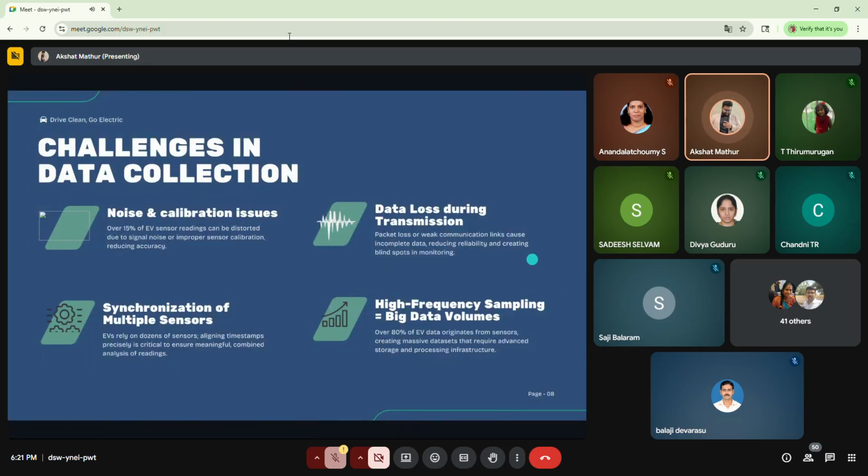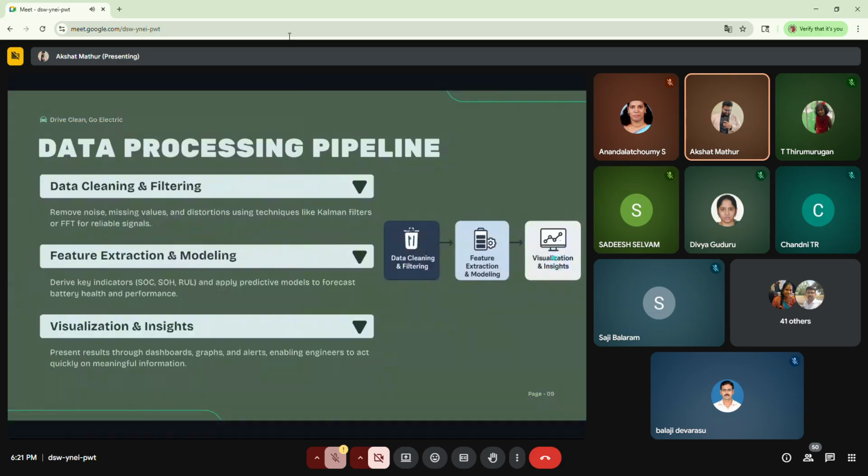Addressing these challenges transforms raw data into actionable insights, as I explained just now. So what is the data processing pipeline actually? The pipeline terminology is used to describe how the data is being processed, like what are the steps. As you can see in the image here: data cleaning and filtering, feature extraction and modeling, and finally visualization and insights. This is the basic terminology of the data pipeline. I'll explain each one of them one by one.